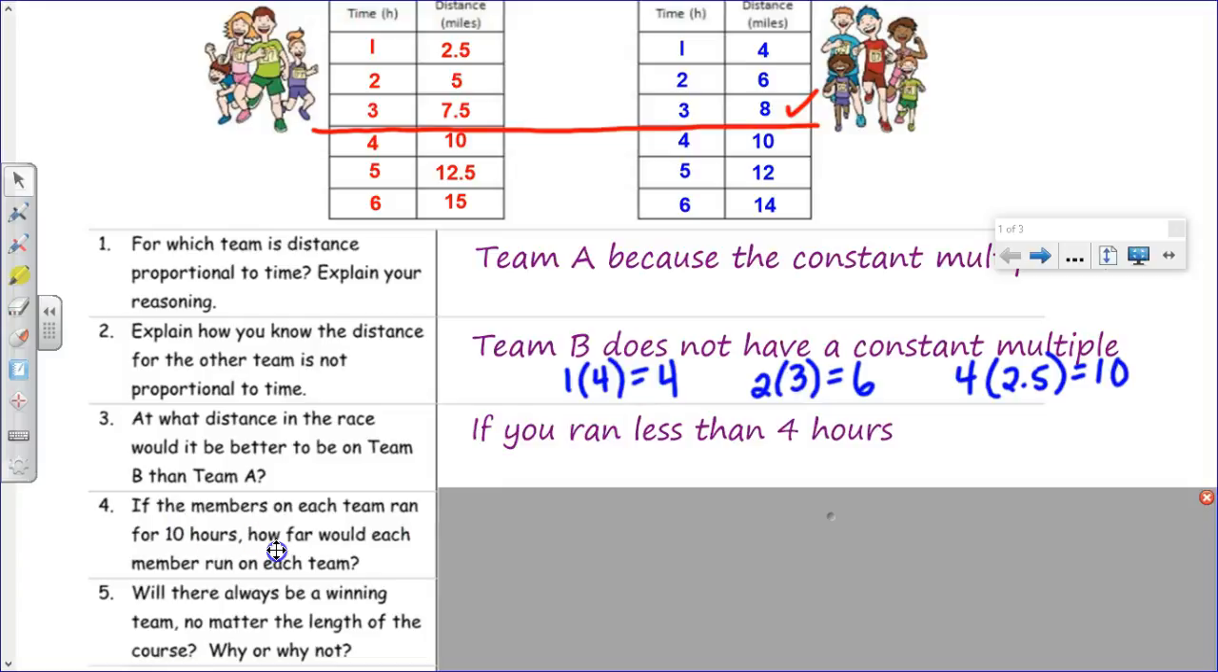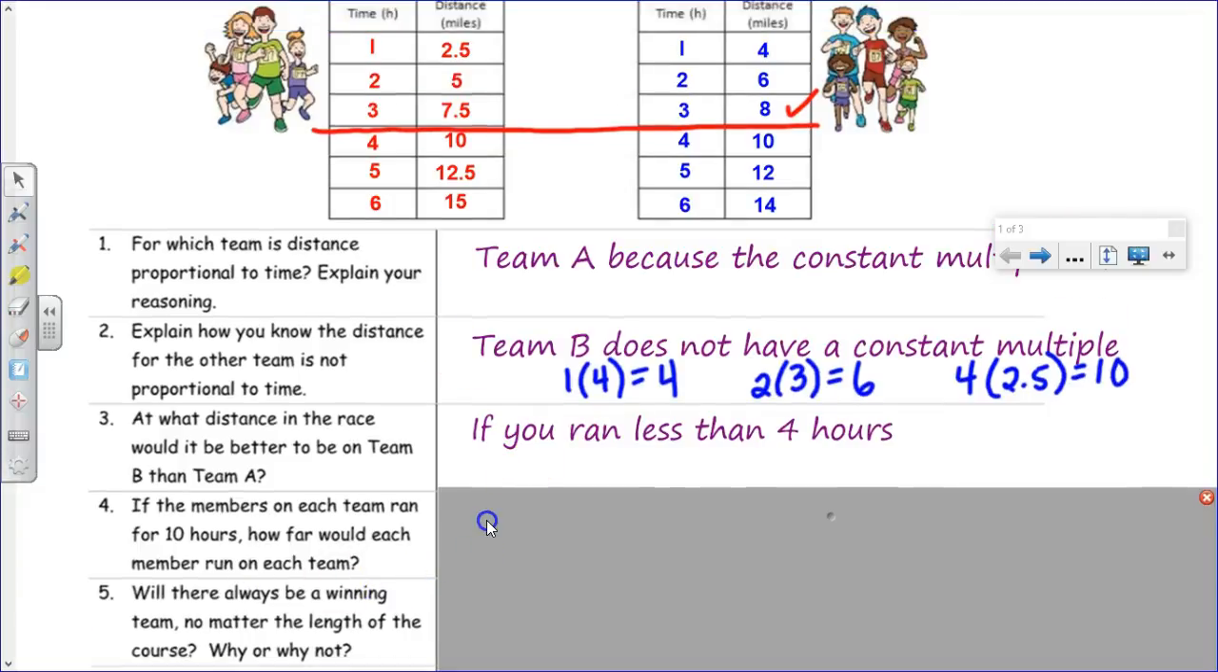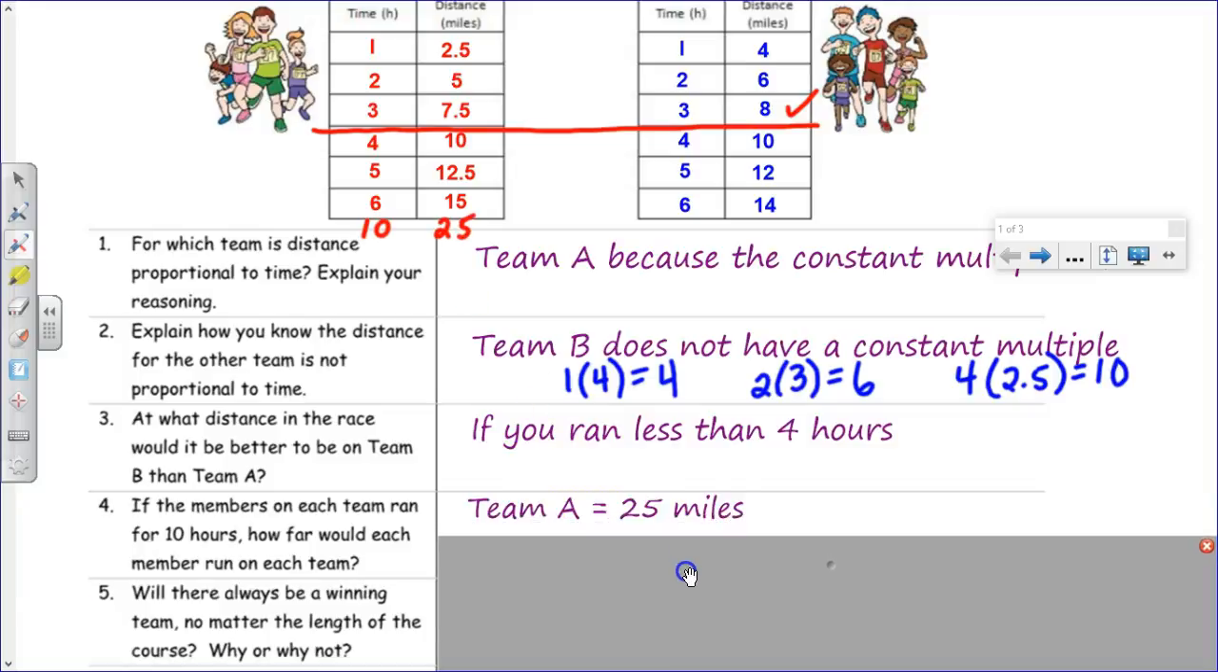Question number 4, though, asks us if the members on each team ran for 10 hours, how far would each member run on each team? So, to get team A, it's pretty easy to say I just multiply by 2.5. So just the same as we did up here. So pretend like the number 10 is down here, and you would multiply by 2.5, and you would get 25 miles. Now, team B is a little trickier, though.